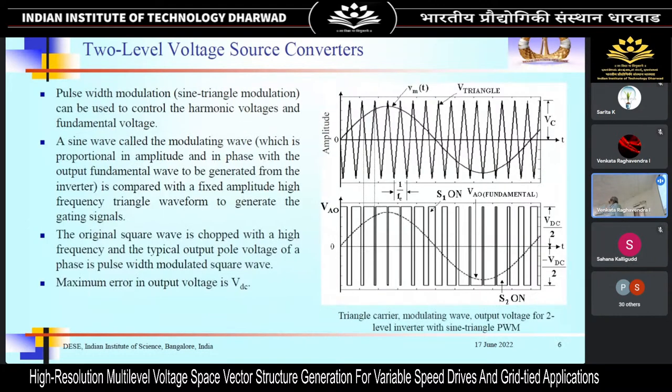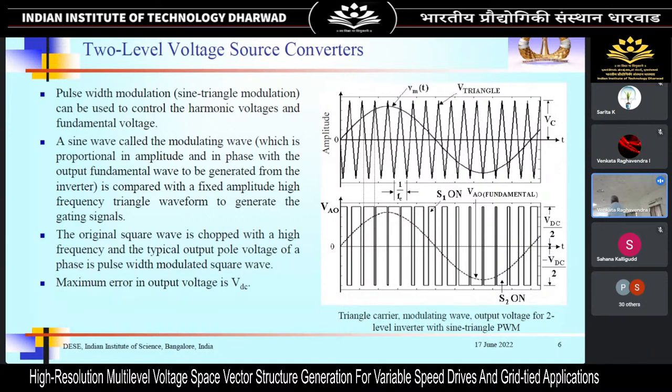Then we borrowed the idea from communication people. What do you do? Instead of making it positive and negative, we chop it at high frequency. High frequency chopping means the chopping period, the on period, keeps on varying. Here it is maximum, again reduced; only its size varies. See, initially it was plus VDC by 2, minus VDC by 2. Now we chop it between plus VDC by 2 and minus VDC by 2 such that this bit sinusoidally varies. So you get a sine wave.